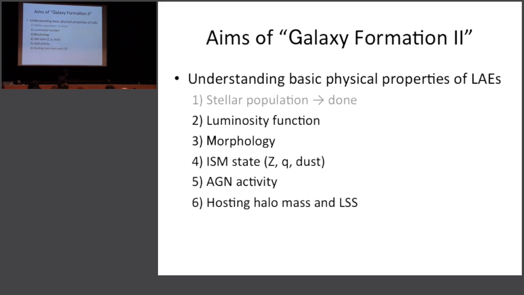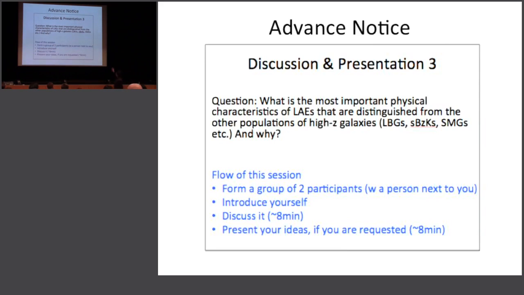Okay, so this is the SAAS lecture, the continuation of Galaxy Formation 2. At the end of the last lecture, I talked about the stellar population of the Lyman-alpha emitters. And then in this lecture, I will cover the luminosity function, morphology, and interstellar medium state. So this is the advance notice.